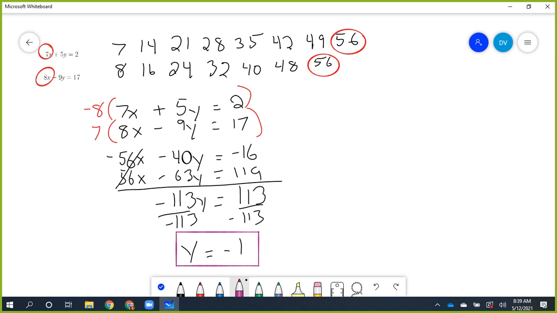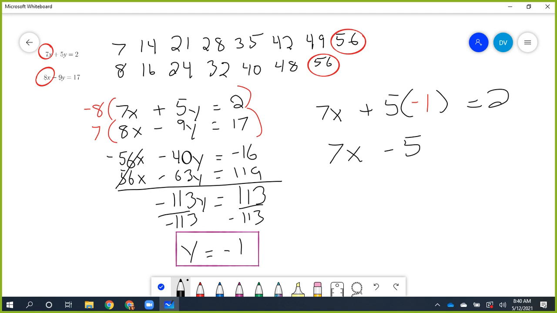Now we want to go back to one of our original equations. I'm going to do the first one. And that first equation I'm going to write again, but everybody watch how I write the y. I'm going to write 7x, but instead of writing plus 5y, I'm going to write plus 5, well, I'm going to put the y in parentheses, equals 2. And then I'm going to erase the y and replace it with negative 1. So if I erase this and replace it with a negative 1, I'm going to get 7x minus 5 is equal to 2.